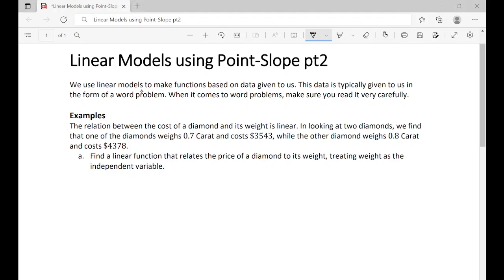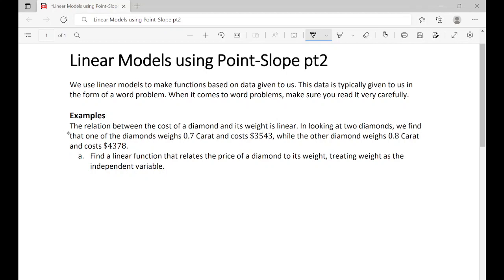We use linear models to make functions based on data given to us. This data is typically given to us in the form of a word problem. So when it comes to word problems, make sure you read it very carefully. Even if you have to read the question multiple times, that's okay. That's just how it works. Just take your time and read it until you understand what's asked of you.